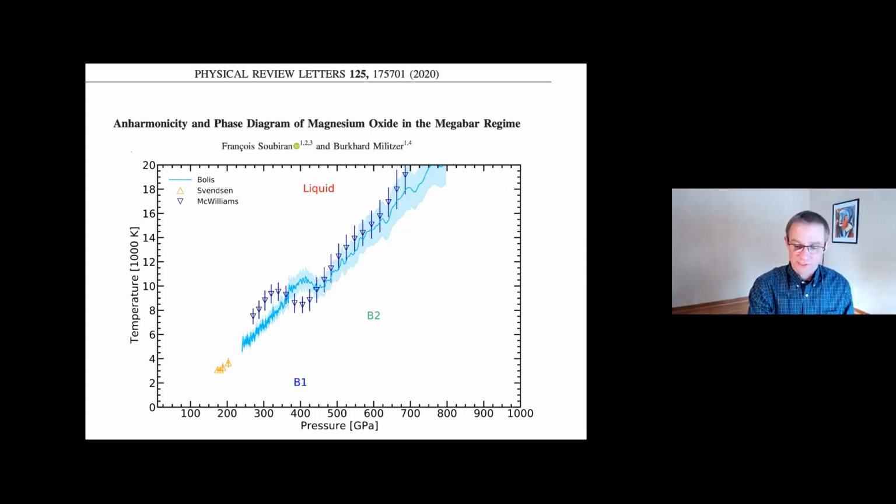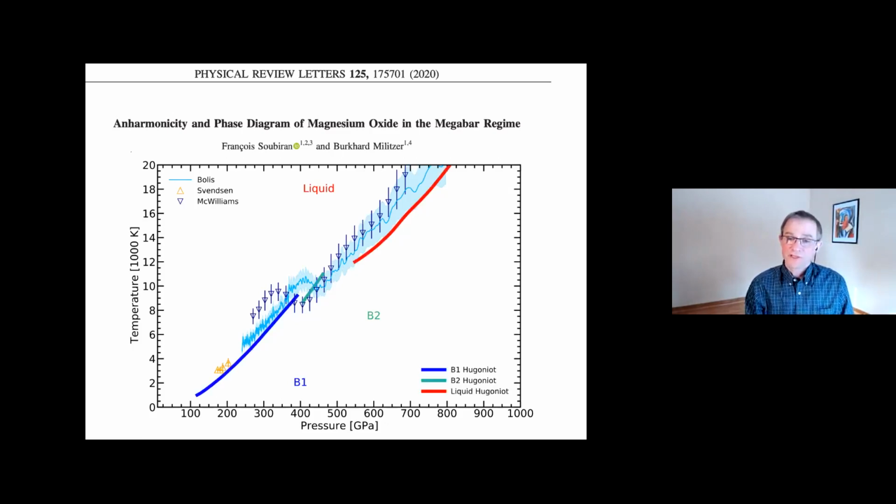And Francois, that was a perfect project for him to take on. So the first thing he calculated were these Hugoniot curves. So this is his liquid branch. It's not in very good agreement. It's outside or marginally within the one sigma error bars. That is definitely not perfect.